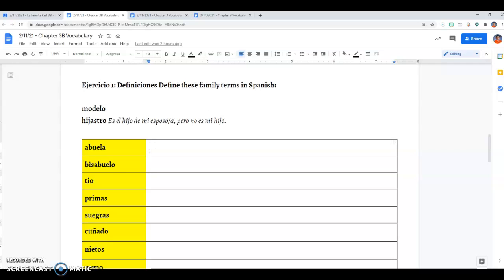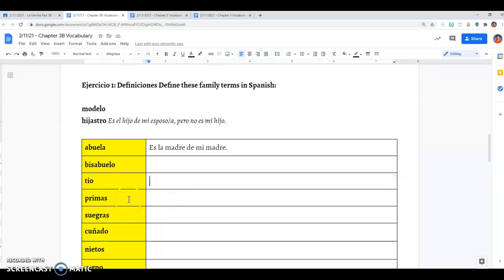So if you were to say in basic words, in English or Spanish, what is a grandmother? Well, a grandmother, as you know, is the mother of my mother. So if you were to write that in Spanish, remember, it is es, the mother, so la madre de mi madre. Now, you won't need the English part here, so that's what you would do, for example, for the first one.